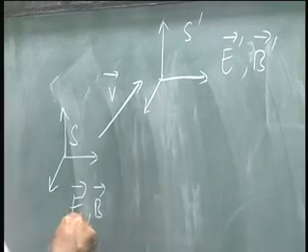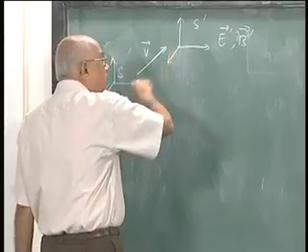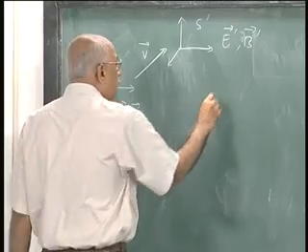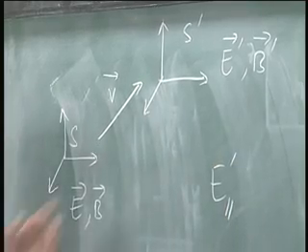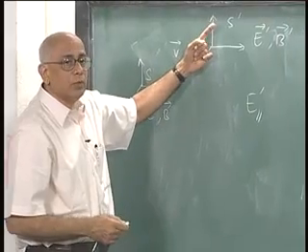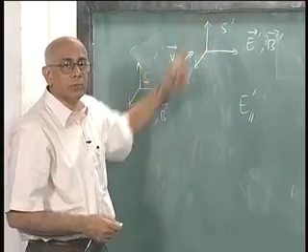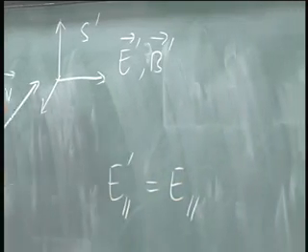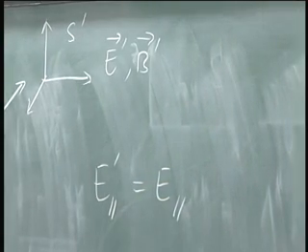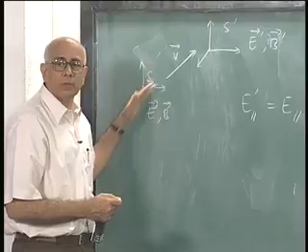The component of E along this direction of the boost, let me call it E parallel. So E parallel prime is the component of the electric field in the new frame along the direction of the boost. Okay. That happens to be equal to E parallel itself. So the electric field component along the direction of the boost does not change.